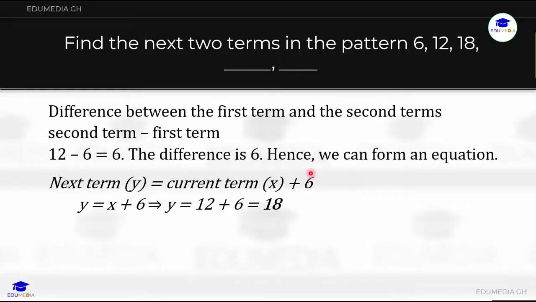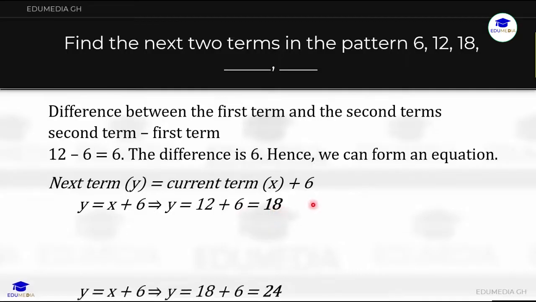So in this scenario, we assume the number 18 is what we are looking for, just to test our formula. So we have y equals 12, which is the current term, 12 plus 6, that gives us 18. Hence we can go ahead and implement that for the next one. So we can now look for y equals x plus 6, where y is what we are looking for, and the current term is 18 now.